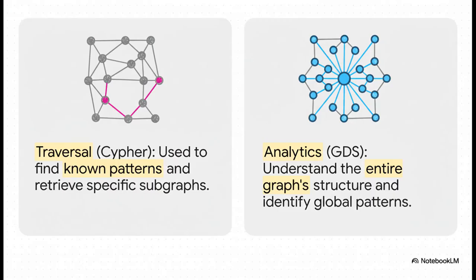So in the property graph world, it's really important to understand this distinction. First, you've got traversal. This is where you use a language like Cypher to find patterns you already know you're looking for. Think, go find all my friends' friends. But then you have graph analytics. This is totally different. This is about understanding the shape and structure of the whole network. Who's the most influential person here? Where are the hidden communities?